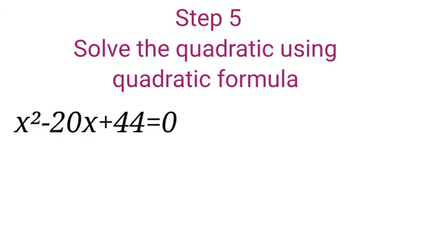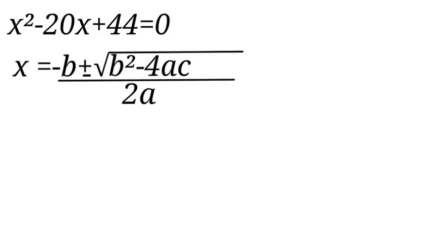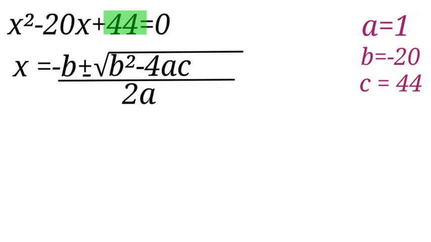Step 5. Solve the quadratic using the quadratic formula. So we will solve x squared minus 20x plus 44 equals 0 using the quadratic formula. For the quadratic formula, x equals minus b plus or minus the square root of b squared minus 4ac, all over 2a. Now, a equals 1. a is the coefficient of x squared, and it is equal to 1. b in our quadratic equation is minus 20, and c is 44.